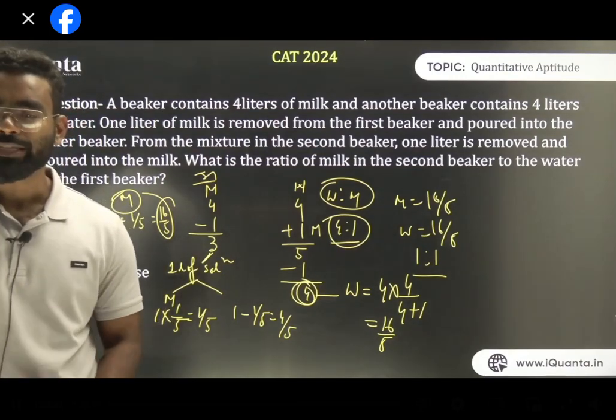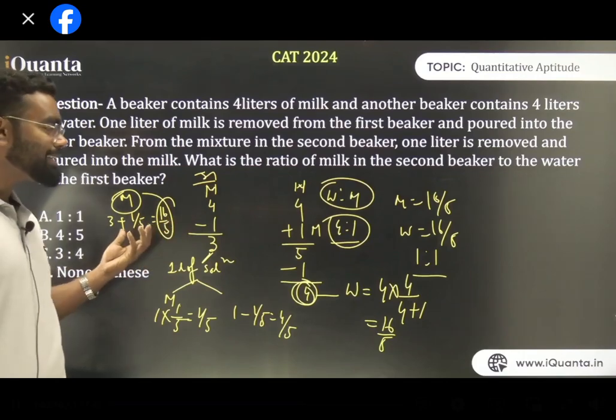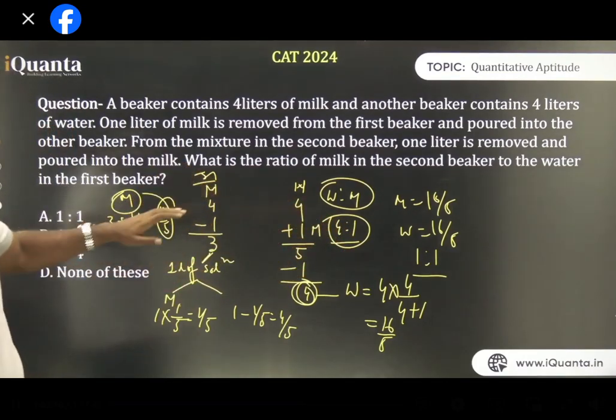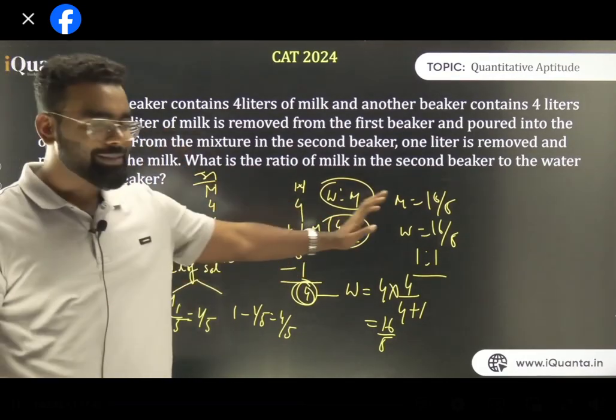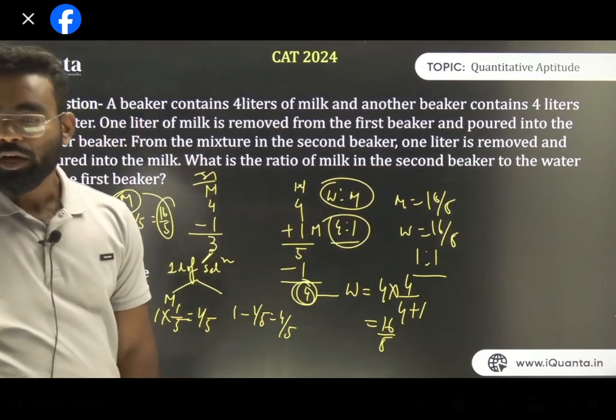Is it fine, all of you guys? So they have asked you the milk in the first vessel and the water in the second vessel. So the milk in the first vessel is also 16 upon 5 and the water in the second vessel is also 16 upon 5. Or no, I am repeating it again.